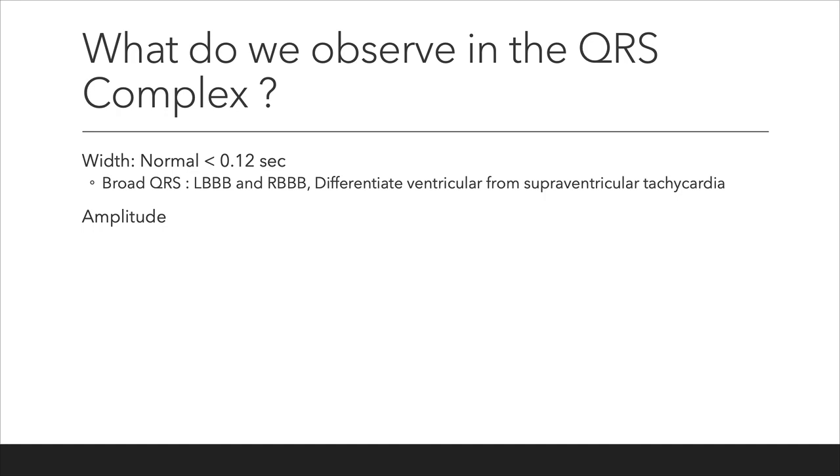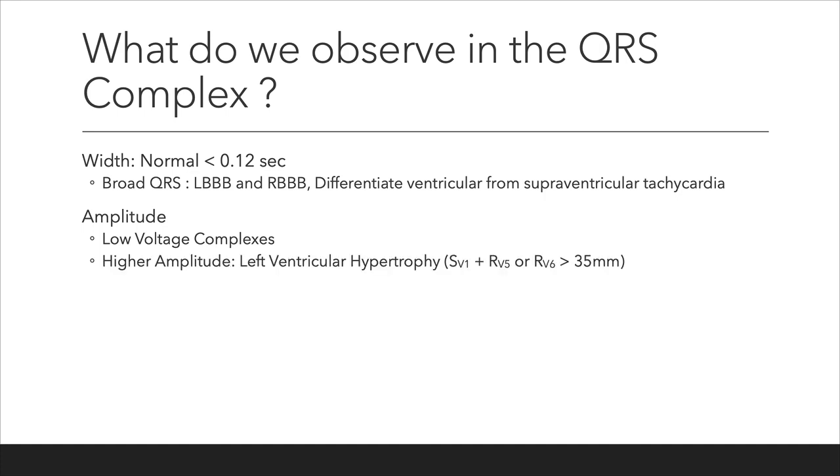Then we look at the amplitude. This helps us to look for low voltage complexes, or higher amplitude is useful in diagnosing left ventricular hypertrophy. In older individuals, we could use this formula where we calculate the amplitude of S wave in V1 and the R wave in V5 or in V6, and if the total is more than 35 millimeters, it might be an evidence of left ventricular hypertrophy.